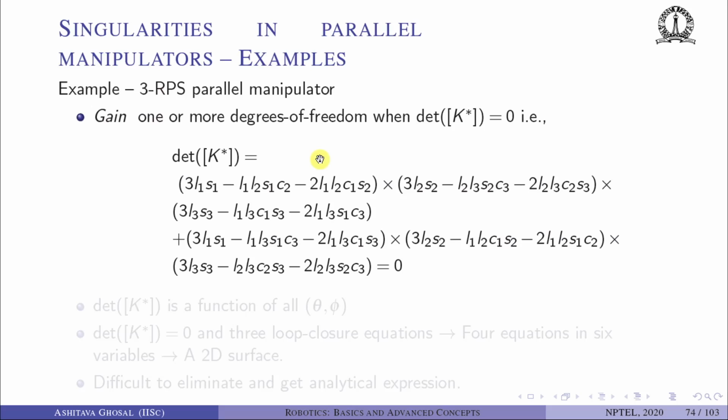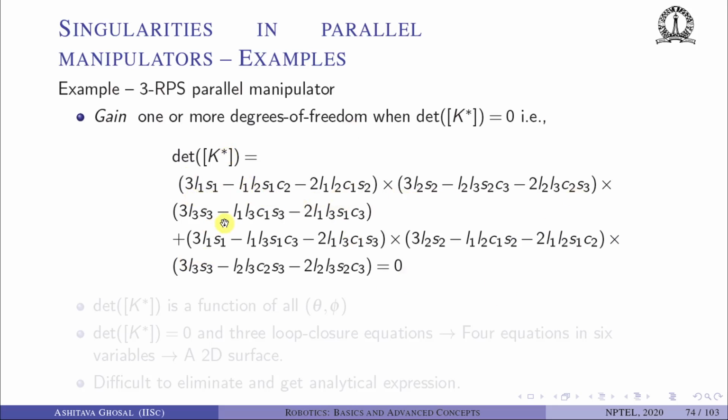Okay, let's continue and look at this 3 RPS parallel manipulator and look at the possibility of gain singularity. As mentioned, this 3 RPS parallel manipulator will gain one or more degrees of freedom when determinant of K star equal to 0. I have shown you what the K star matrix was, and I can compute the determinant of K star, and it will be a long expression. It is one product plus another product, and it contains L1, L2, L3.